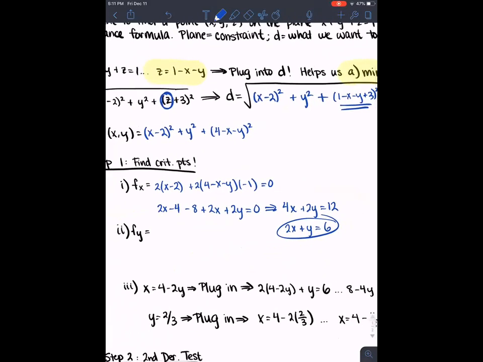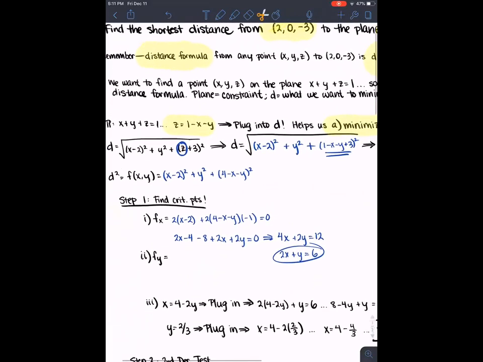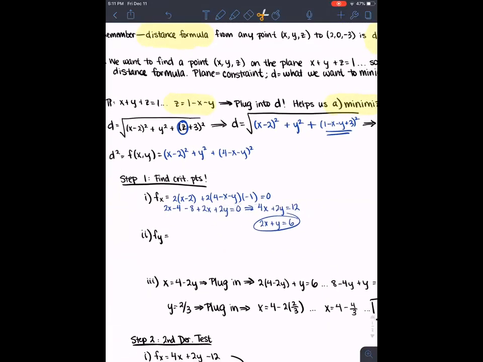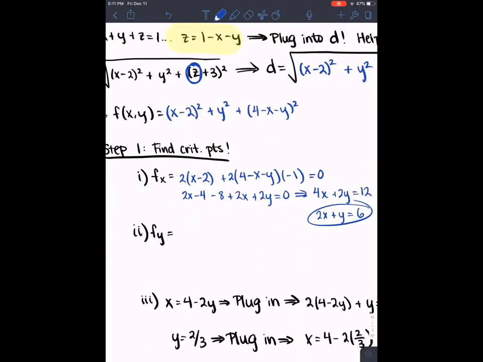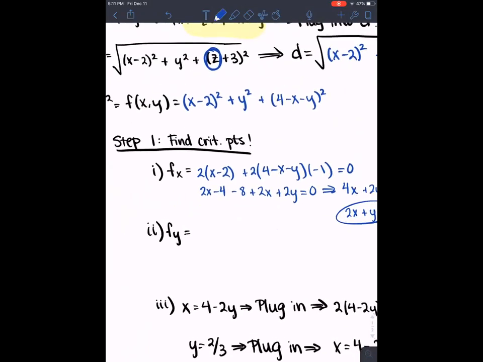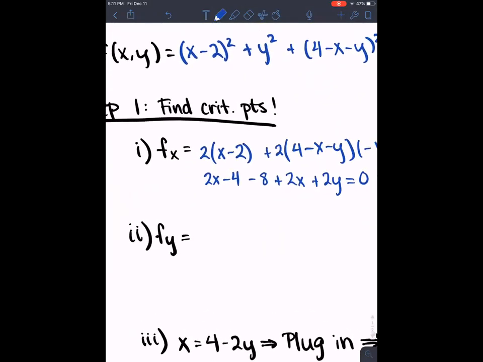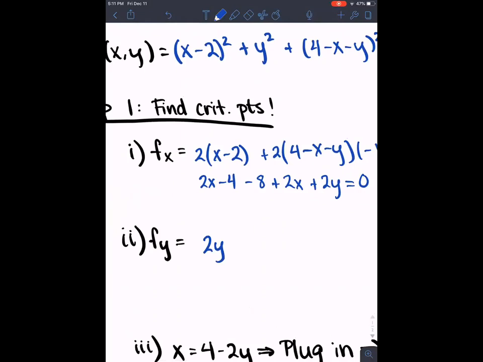Now here, I'm going to just quickly minimize this. Literally minimize, not mathematically. And we want to find now the partial with respect to y. And that's going to look very similar to what we did above. I'm just going to quickly solve it.